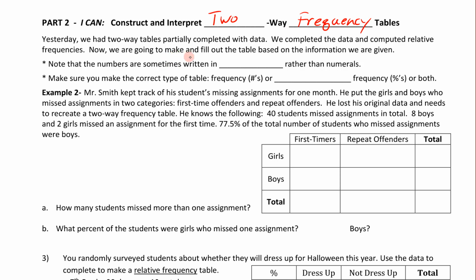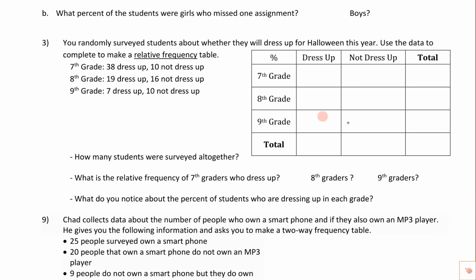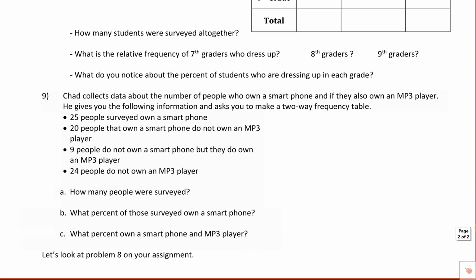We're going to need to make and fill out tables based on the information we're given. If you notice down below here, we've got a frequency table, but there's nothing in it. The information is in the paragraph right here. Same thing here. We're going to have to fill this out. We may or may not have to change these into relative frequency tables, but notice on number 9 here, this is one from your assignment, there's not even a frequency table set up for us. So we're going to need to think about how to do that particular problem.